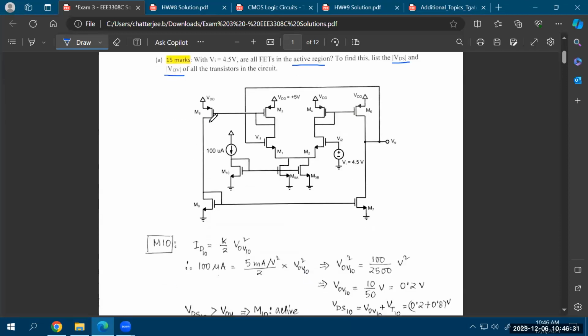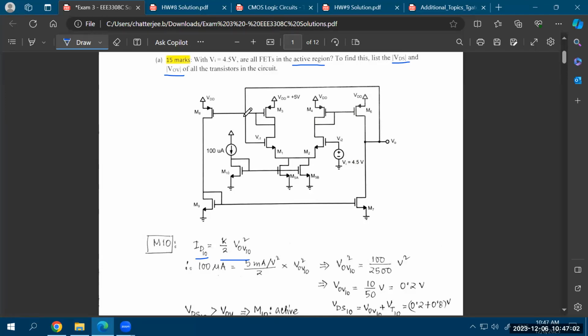And this is something that you had done in your homework number 4, where the amount of current was given, and from the amount of current, you just use the formula that current is equal to K over 2 times V overdrive squared, and you find out the V overdrive for each transistor in homework number 4. So this is exactly the same. Even though it might seem a little more complex because you have a differential circuit here, the approach should be exactly the same. It should not be anything different. It's exactly the same as what you had done in your homework number 4.